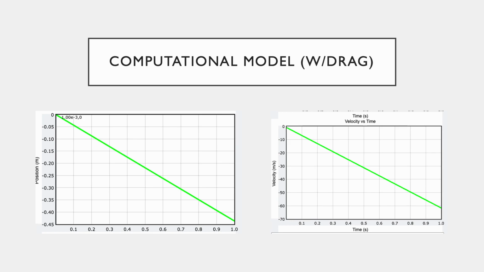And here's the computational model with drag, which is a little bit different and actually shows a little bit slower than the other one. This is because the drag force points in the opposite direction to the velocity of the card, meaning that the card is falling downwards, and the drag component works upwards, resisting the card.